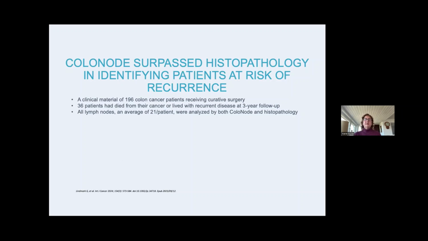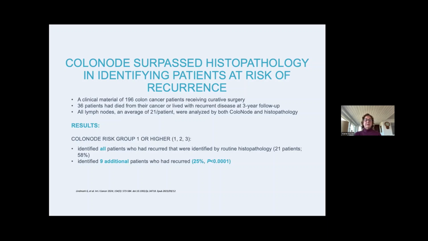So the ColoNode surpassed histopathology in identifying patients at risk of recurrence. There was a clinical material of 196 colon cancer patients receiving curative surgery. 36 patients had died from their cancer or lived with recurrent disease at 3-year follow-up. All lymph nodes, an average of 21 per patient, were analyzed both by ColoNode and histopathology.